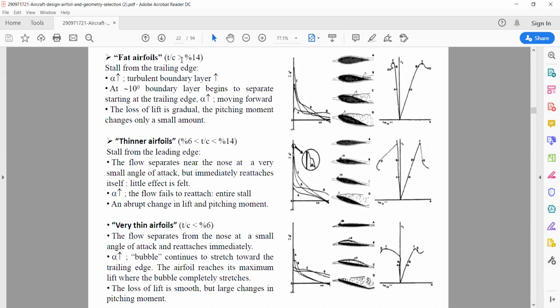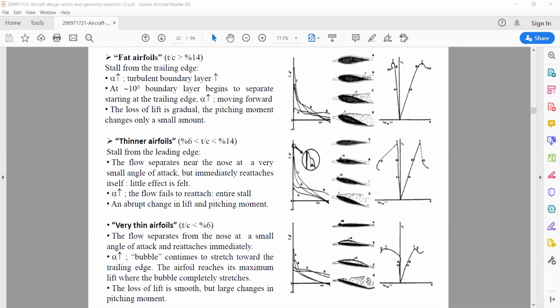If T by C is greater than 14%, then it is called a fat airfoil. Thinner airfoils, you can see, are in between 6% and 14% T by C. And less than 6%, they are called what? Very thin airfoils. So according to T by C, I'm going to segregate the airfoils as fat, thin, and very thin. Okay. So therefore you can see the thickness distribution.